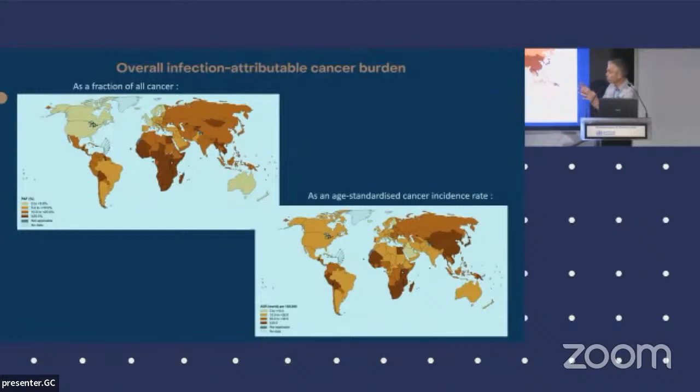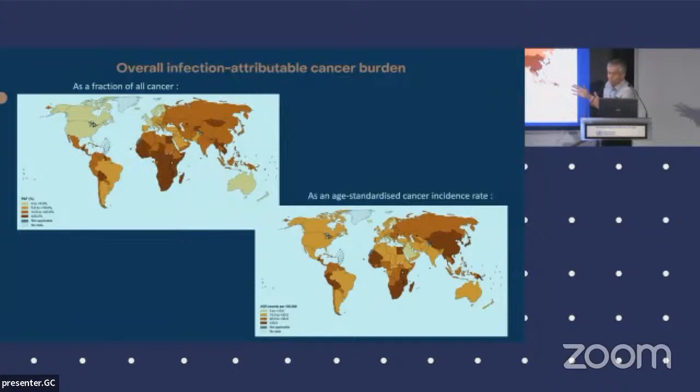So how much of all cancer can be considered to be due to infection? And you can see in that presentation, it is very high in sub-Saharan Africa. A large proportion of all cancers are due to infection in sub-Saharan Africa and indeed in Asia. But of course, that doesn't really take into account differences in age structure, neither the variation in incidence of other types of cancer.